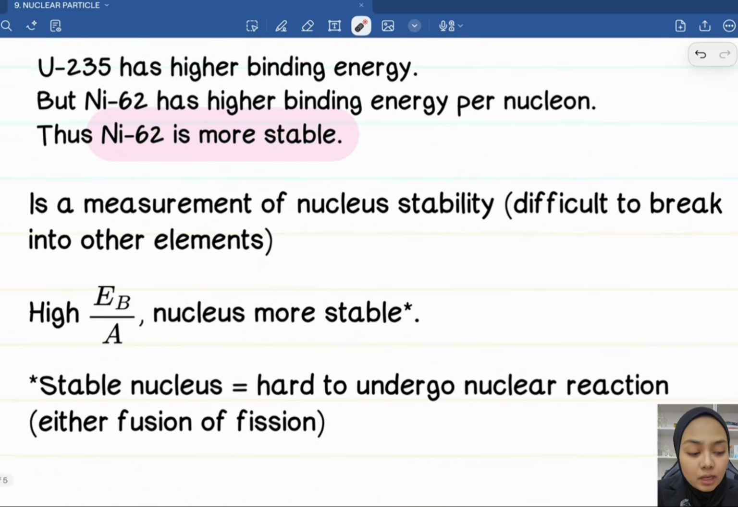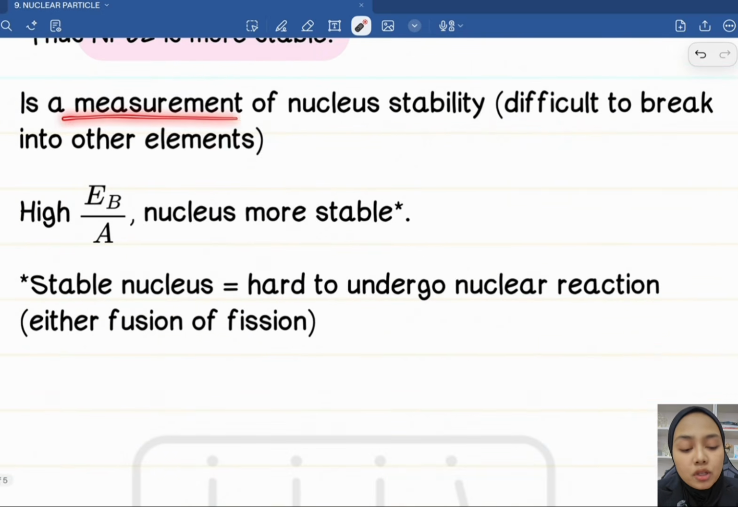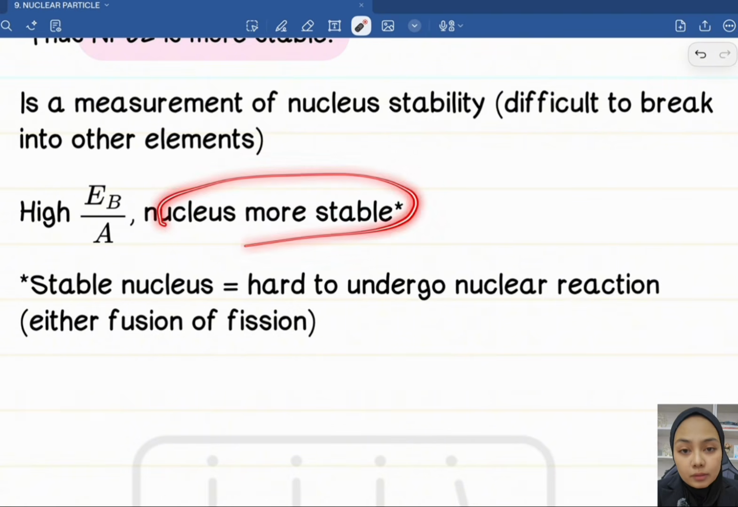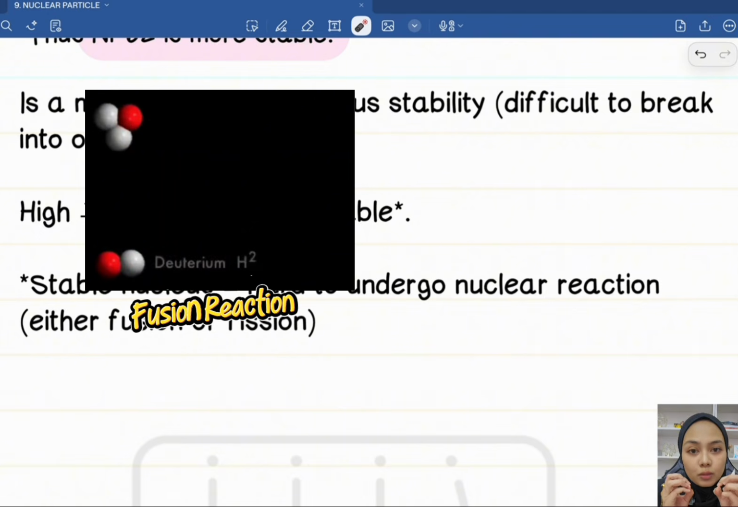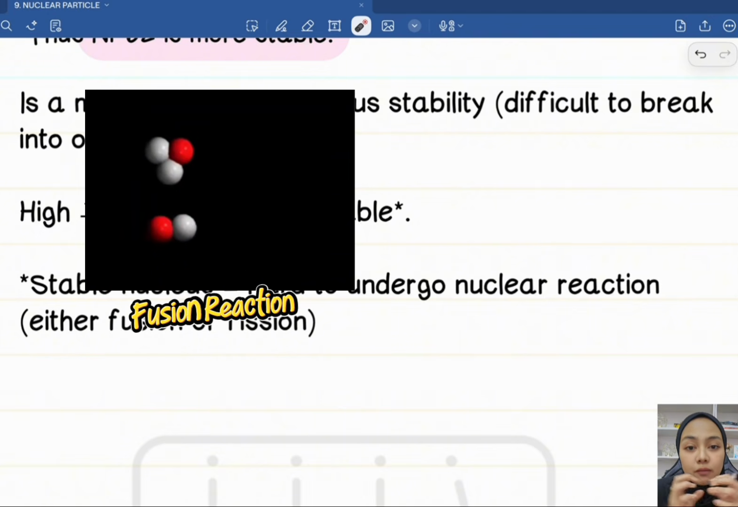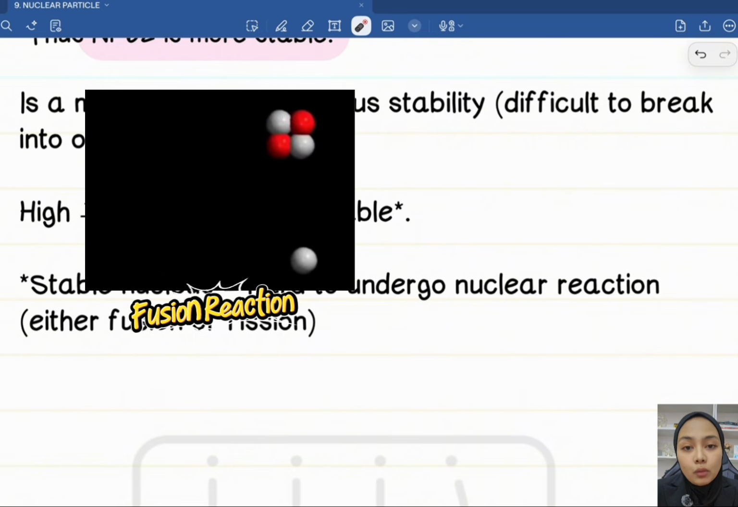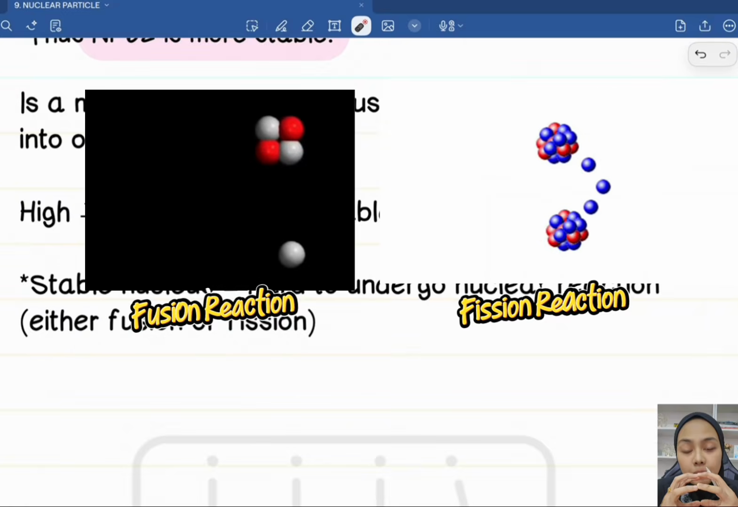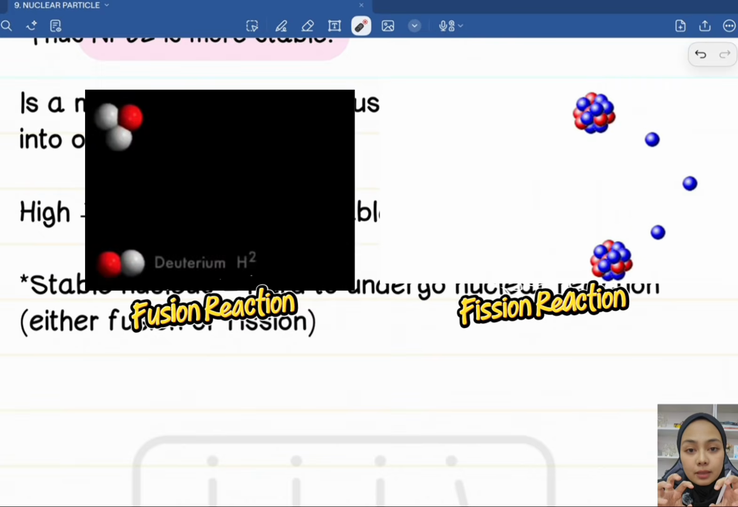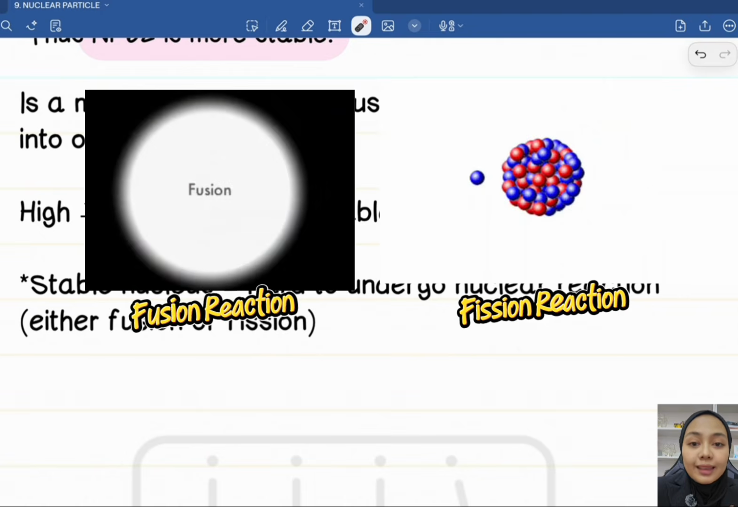So what does binding energy per nucleon mean? It is a measurement of the nucleus stability. The bigger the number, the more stable the nucleus is. When I talk about nuclear stability, it is more about how hard it is to undergo nuclear reaction. So it is either fission or fusion. Fusion is where 2 small nuclei bind together, fuse together to make one new element. While fission is one big nucleus splitting into 2 different elements, where both of them produce radiation and energy.